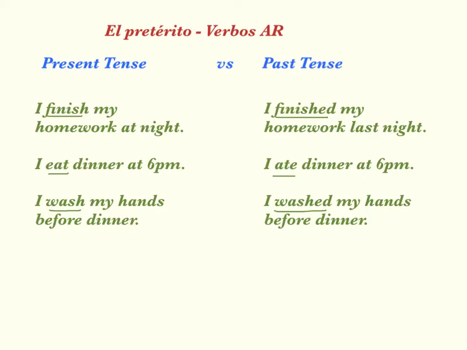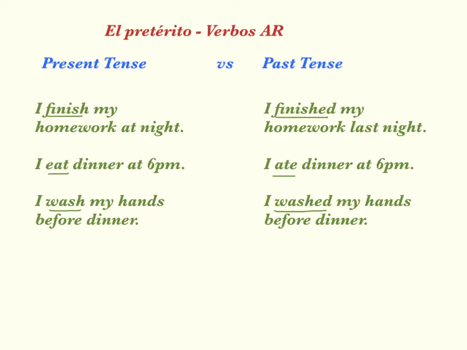When we say present tense, we're talking specifically about something that we either are doing currently right now or something that's a habit. For example, I finish my homework at night. That's a habit, something you do most days. You finish your homework at night. I eat dinner at 6 p.m. Again, another habit. I wash my hands before dinner. Those things would all be considered the present tense.